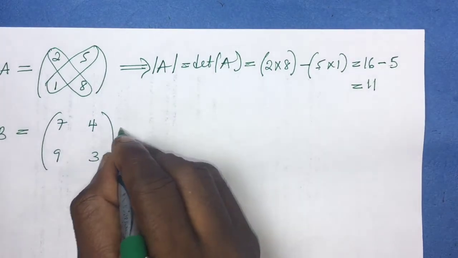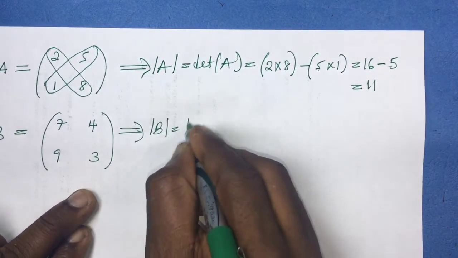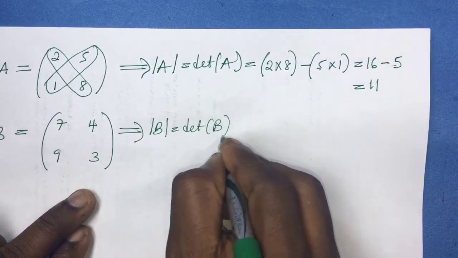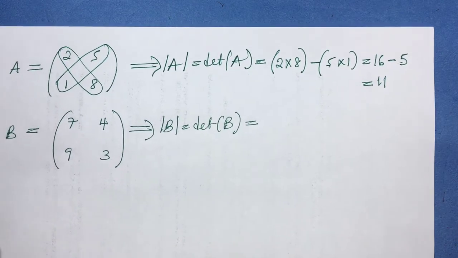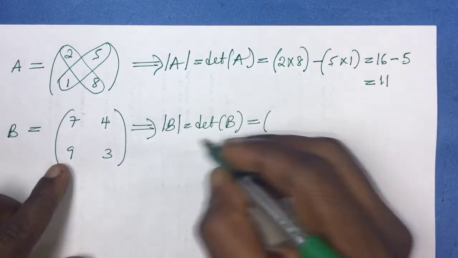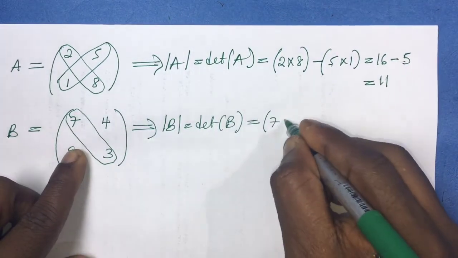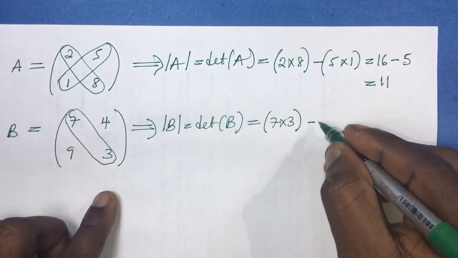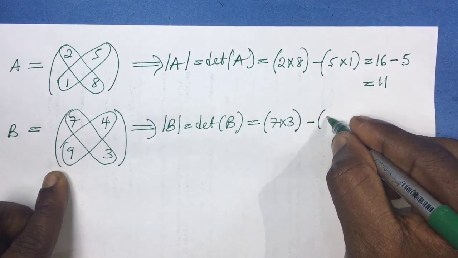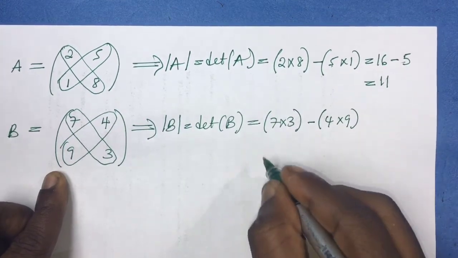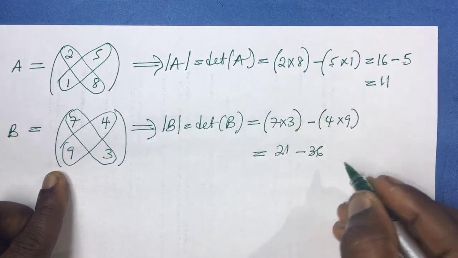Now, the next one I want to show you is the determinant of B, which can be written as DET in bracket B. All you have to do to get the determinant of B using the normal method is just to multiply the principal diagonal elements, 7 times 3, and subtract from your result the product of the auxiliary diagonal elements, that is 4 times 9. That gives you 7 times 3, which is 21, minus 36, 4 times 9.